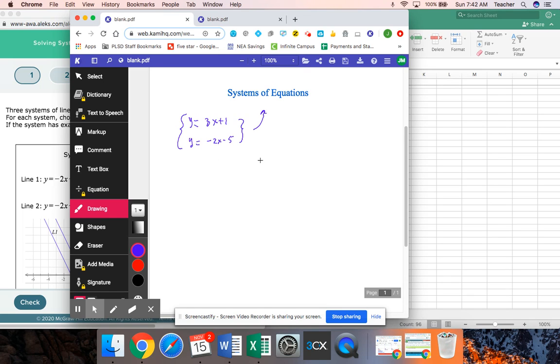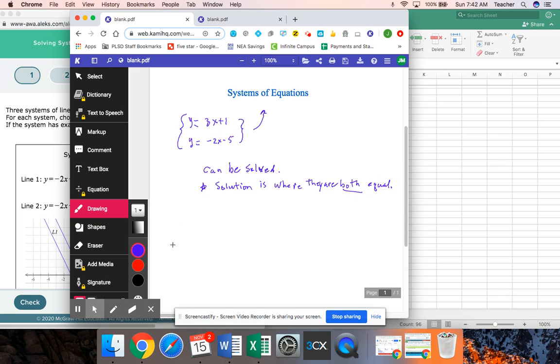All right, and a system of equations can be solved. You can come up with a solution to a system of equations. Where is it solved? The solution to a system of equations is where they both meet. The solution is where they both meet. And by that, I mean where they are both equal. So let me write that. Where they are both equal.